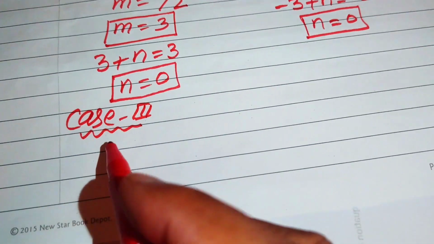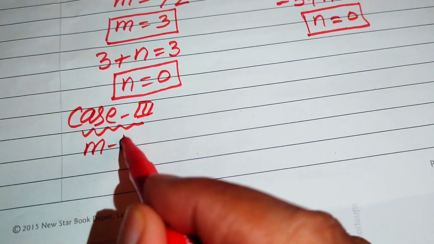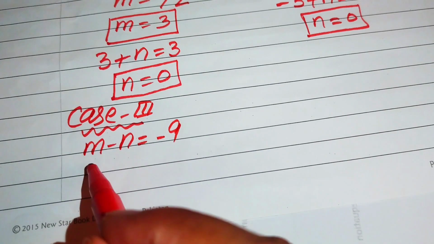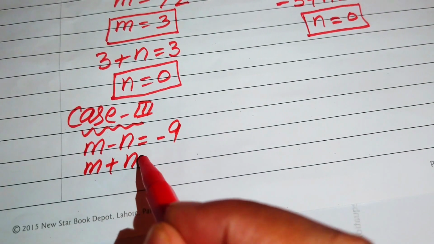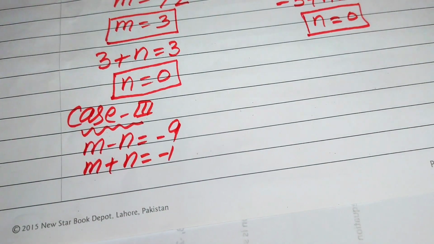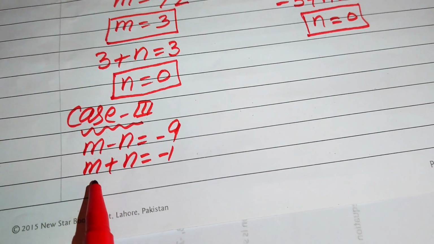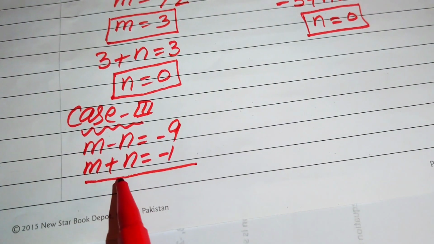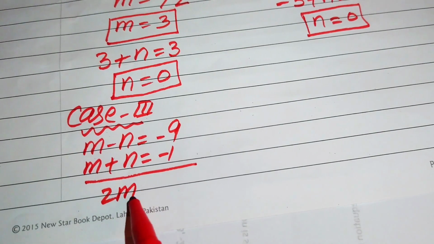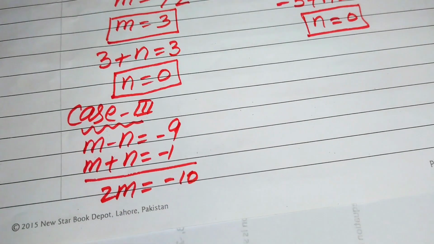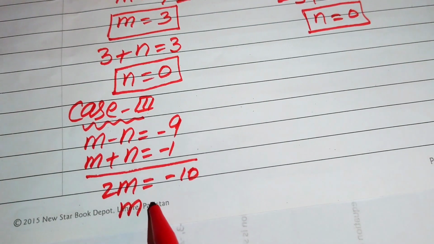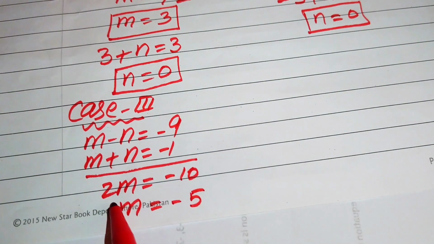In the third case we have m minus n is equal to minus 9, and m plus n is equal to minus 1. So here we first find the value of m, so we again add these two equations. So you get 2m is equal to minus 10, and finally we get the value of m is equal to minus 5.